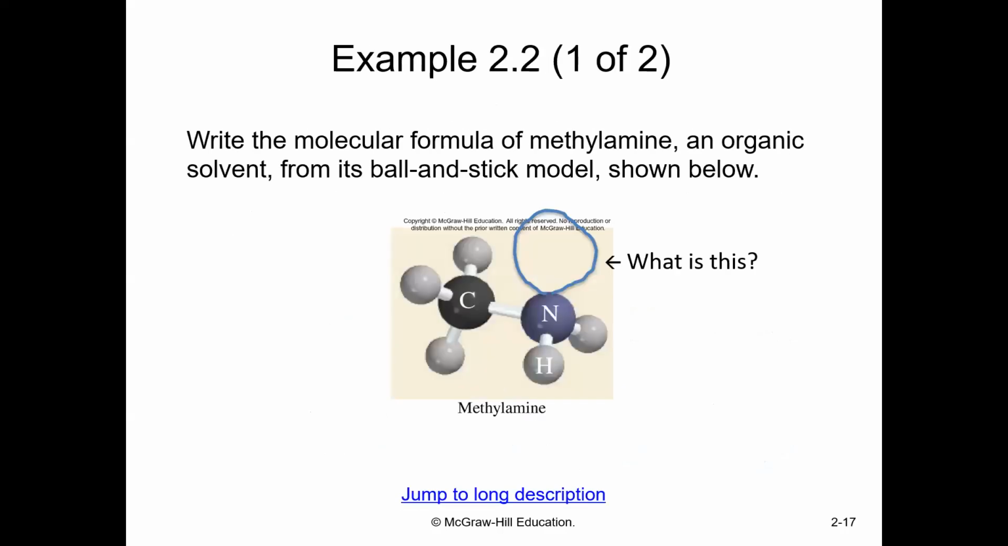Okay, so in the chat, please put what is this? I tried to draw a little, think of it as 3D.